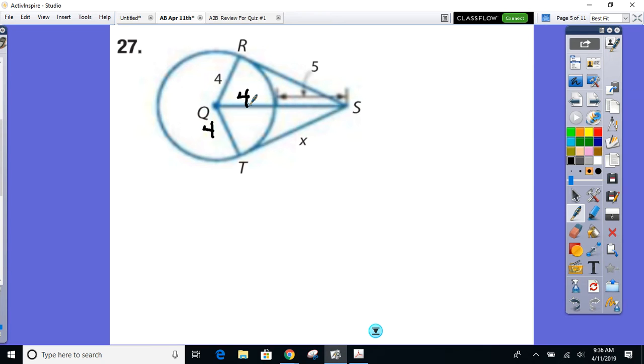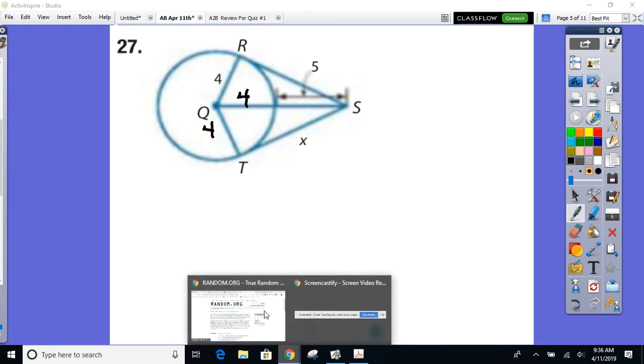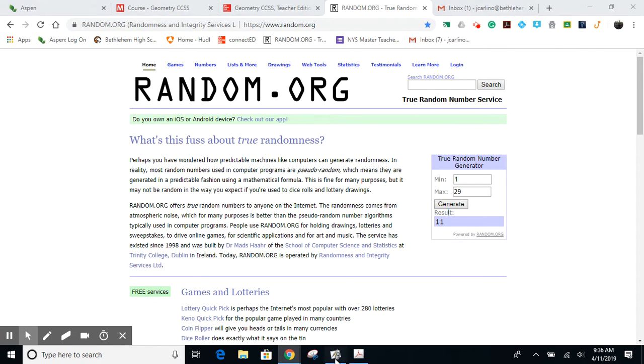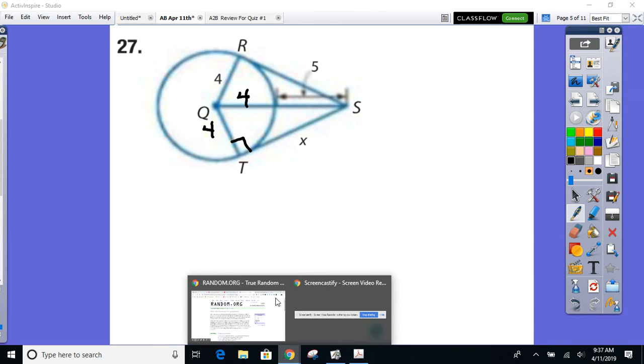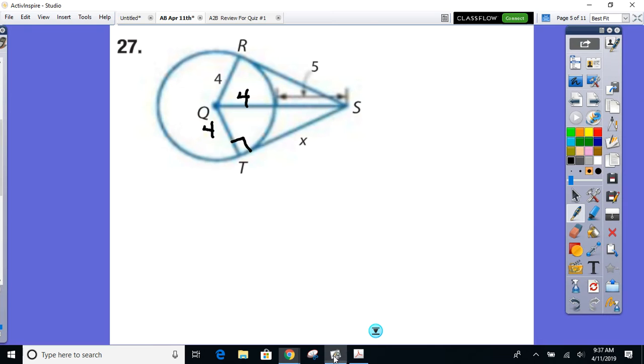One more thing you should be able to add on. One more. 11. Anything else? Radius drawn to a point of tangency is perpendicular. Good. What can I use to find x now? Here we go. 18. What can I use to find x? Pythag. Yep. 8 squared, a squared plus b squared equals c squared.